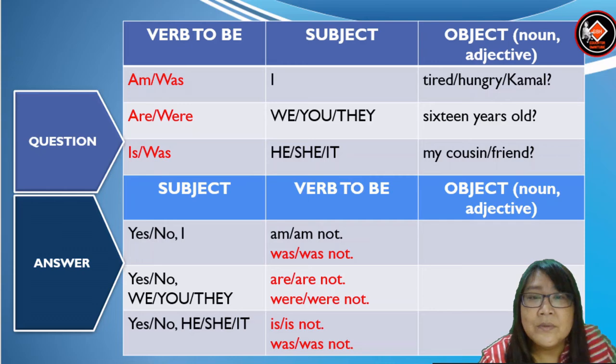Then the last one you have the subject he, she, it. So you can say yes, he is. No, he isn't or is not. Or you can say yes, she was. So this is for the past simple. Or you can say no, she was not or she wasn't.